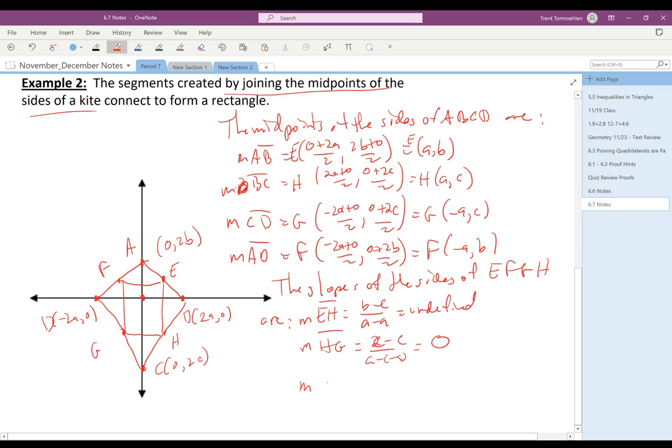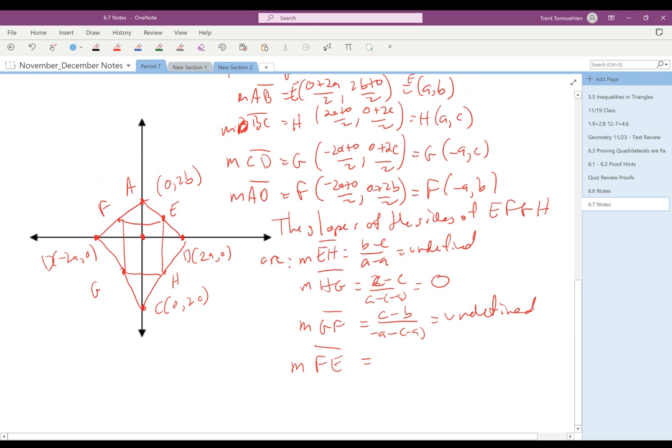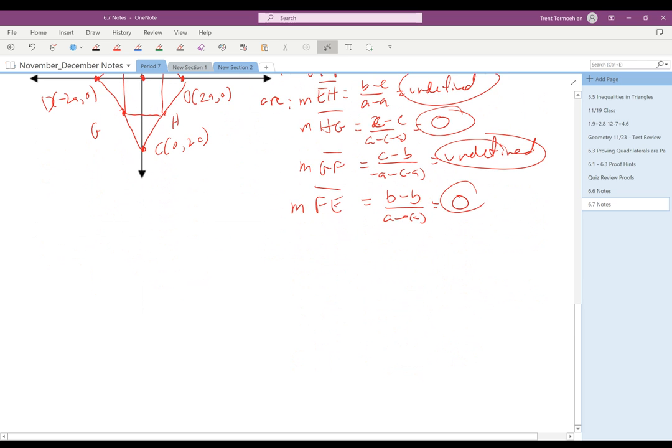And then the slope of GF is going to be C minus B over negative A minus a negative A, which turns out again to be undefined because our denominator is 0 in this one. And then finally, the slope of FE is going to be B minus B over A minus a negative A, which is 0 over 2, or just 0. Well, we know that this is a rectangle because undefined represents a vertical line, 0 represents a horizontal line, and vertical lines and horizontal lines are perpendicular. So we need to describe that.